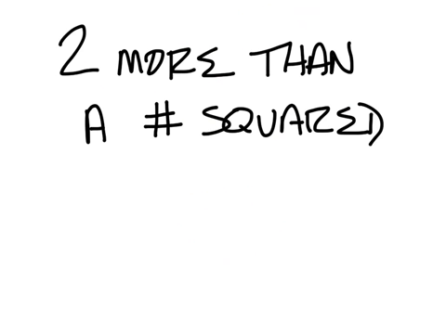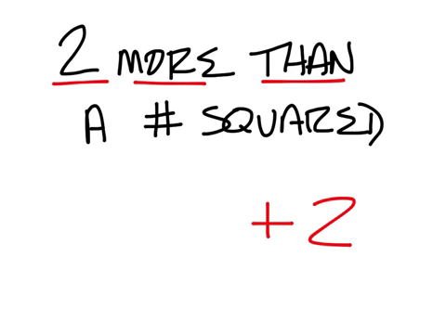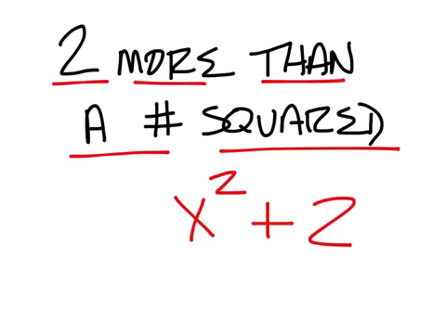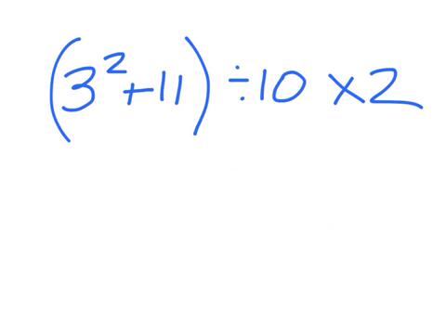Drop it off. On the practice problem, we have 2 more than, so that's plus 2. A number squared is x squared, so x squared plus 2. The answer to the bonus problem should be 4.